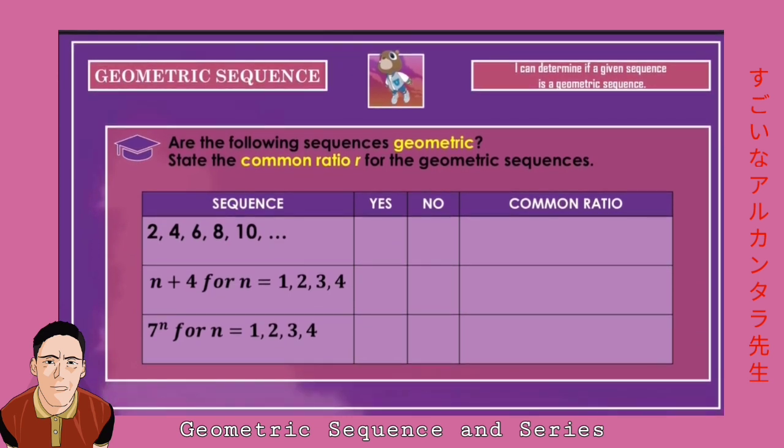2, 4, 6, 8, 10. I think we don't have to divide this anymore. We can easily notice that it's increasing by 2. So therefore, this is not geometric. This one is actually arithmetic.